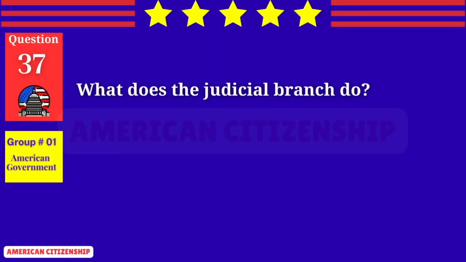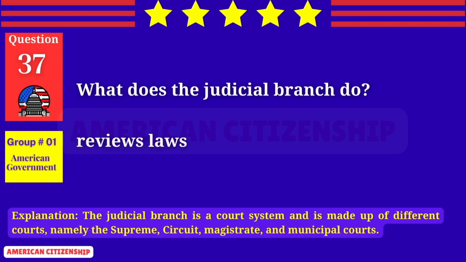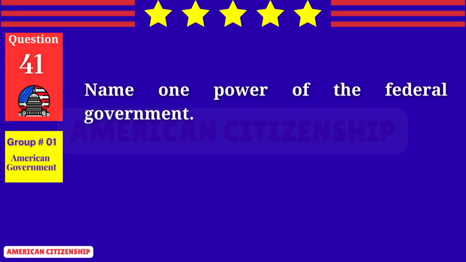What does the judicial branch do? Reviews laws. Name one power of the federal government. To print money.